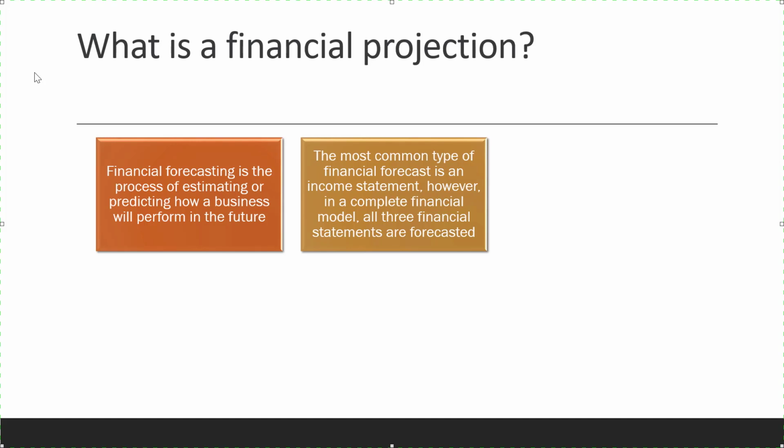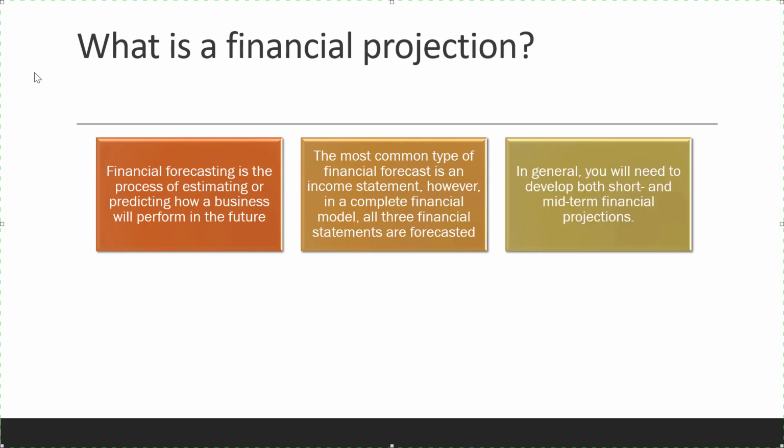So basically you have to make a forecast of your income, and then you make your profit and loss account, a balance sheet and a cash flow. From all the forecasts you have made, you will have all three statements made simultaneously. In general, you will need to develop both short and mid-term financial projections. So you are going to make projections for the current year, next year, and maybe for another 4 years down the line, or 10 years, depending upon how far the visibility of your business is.